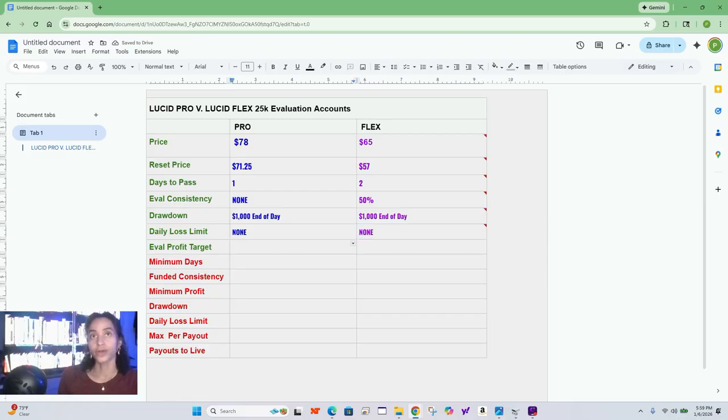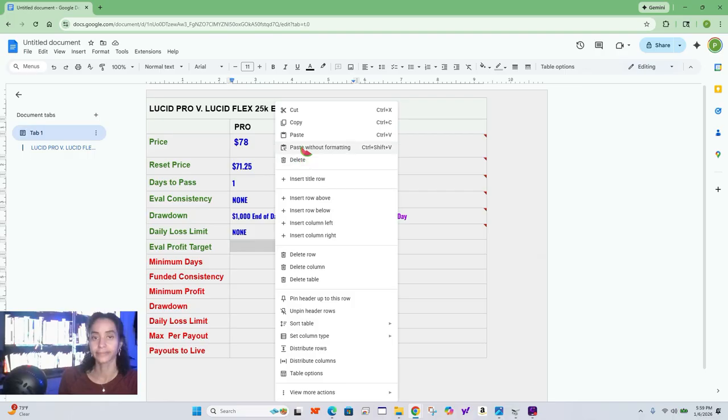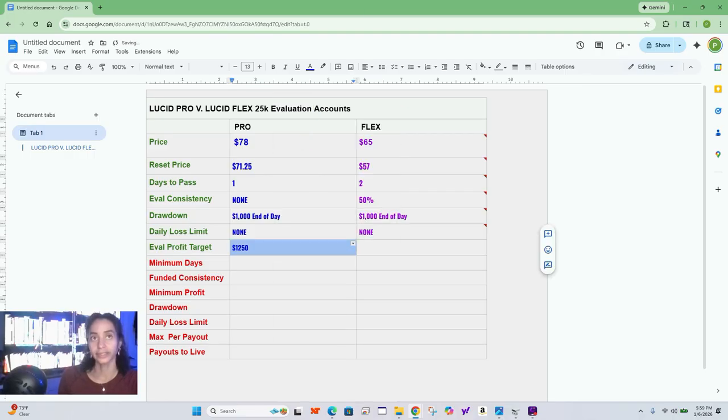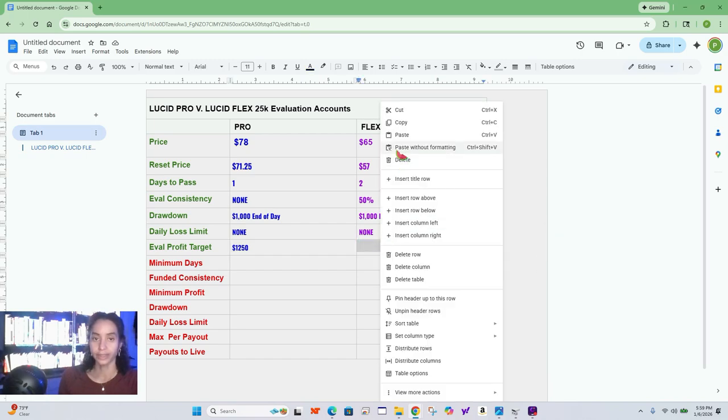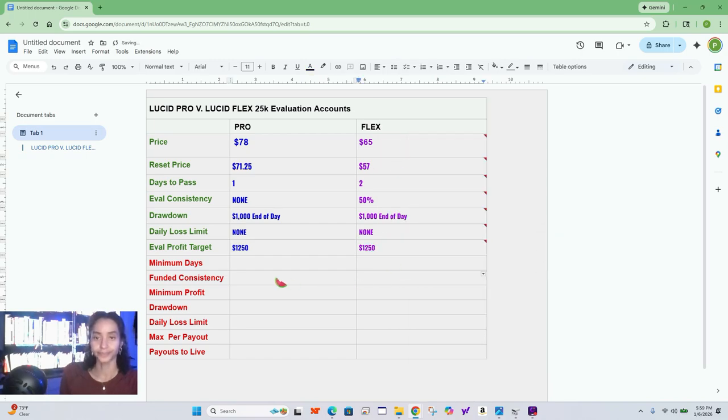Okay, so the eval profit target, which I absolutely love, the eval profit target is only $1,250, which is $250 less than most 25K accounts, which are $1,500. So I really like that. All right, so now that's for the evaluation. Now let's get into the funded. So once you pass the evaluation, you get into the funded.